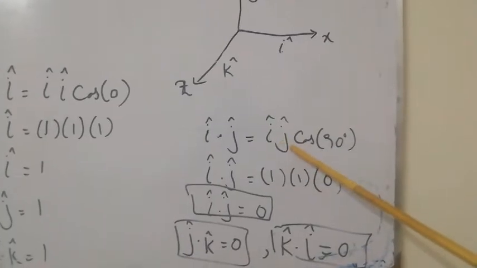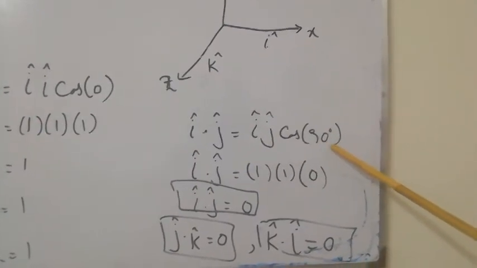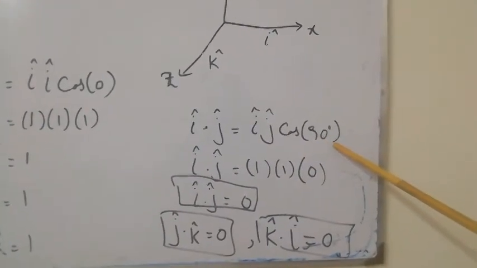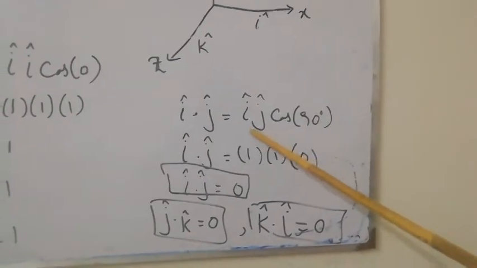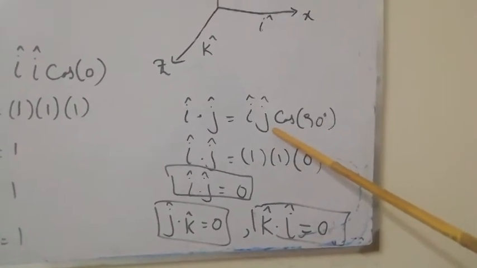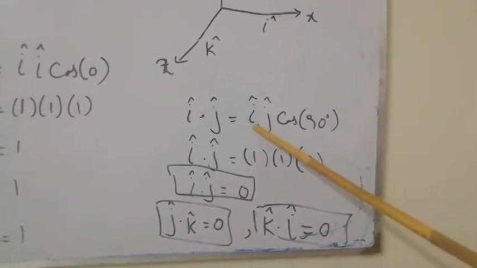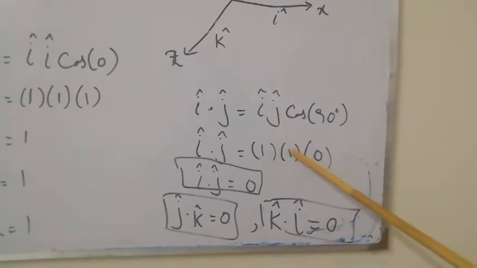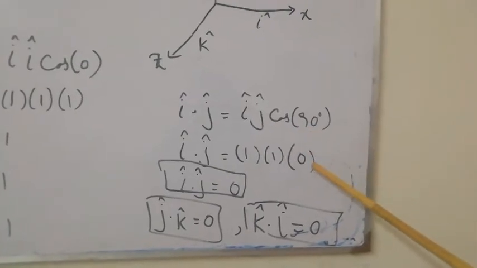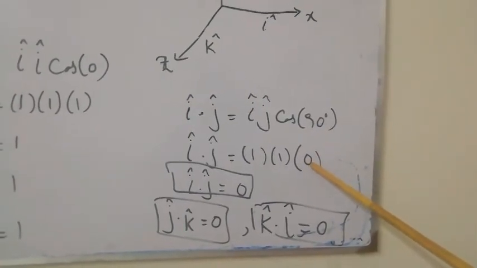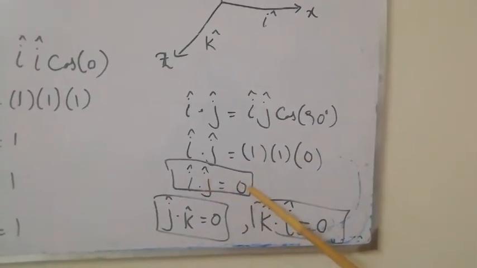Then I dot J is I J cos 90, and cos 90 we know is 0, and I and J are unit vectors, and the value of a unit vector is 1. So we put the value of I as 1, the value of J as 1, and cos 90 is 0. Anything multiplied with 0 is 0. So I dot J is equal to 0.